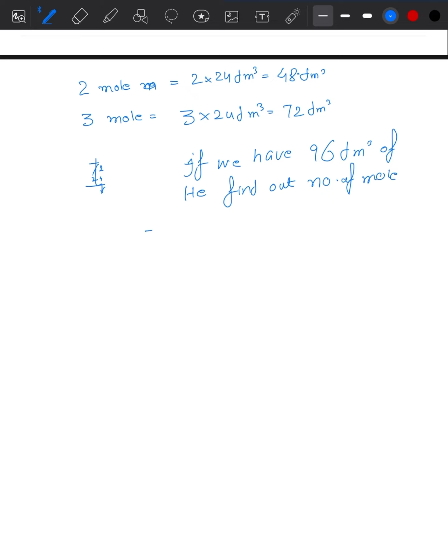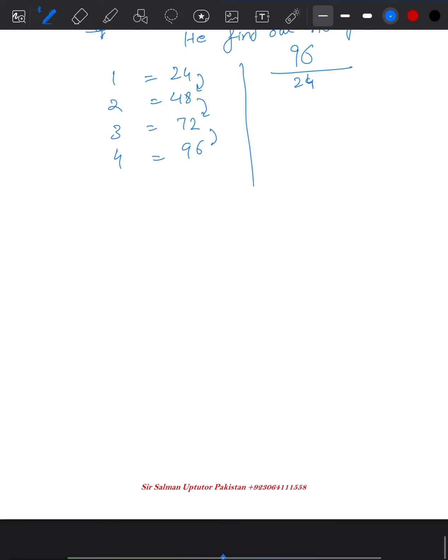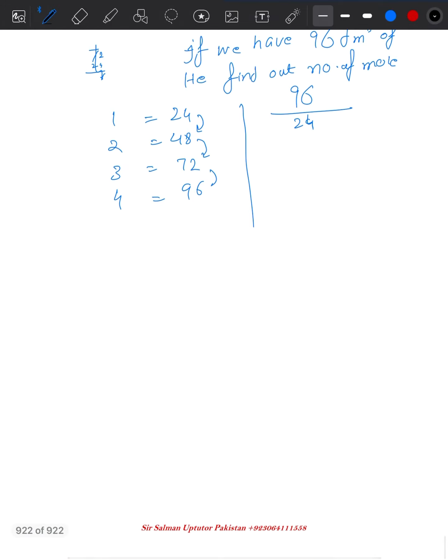So what we will do, we know that 1 mole has 24, 2 moles have 48, 3 moles have 72, 4 moles will have 96. We are just adding 24. This is the method. We can also simply divide 96 by 24, and this will give us the same answer. So from this we will derive the second formula of mole.